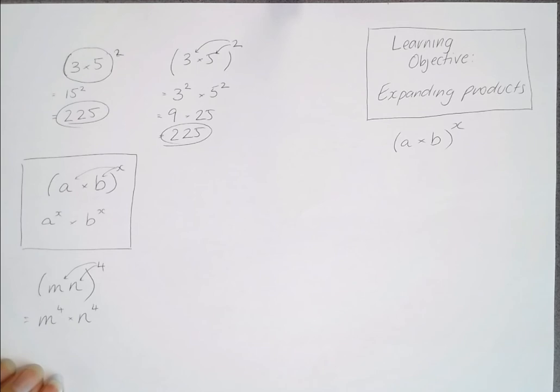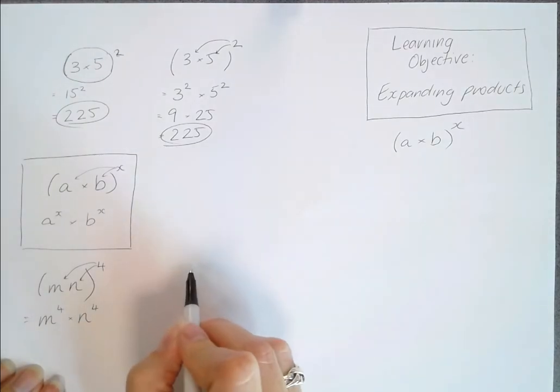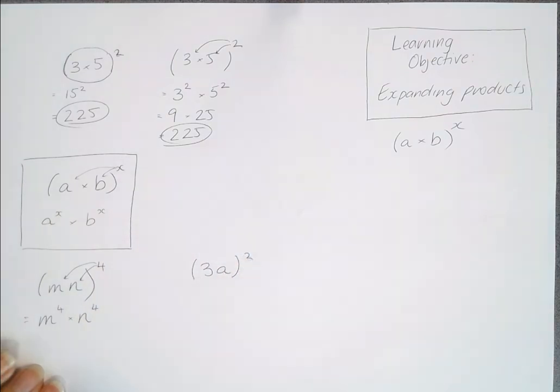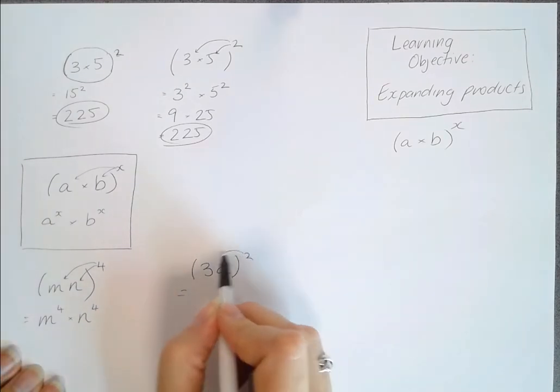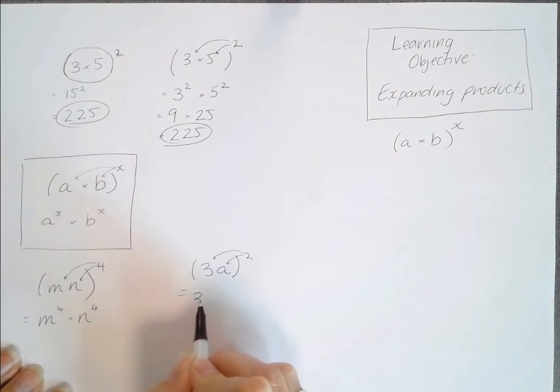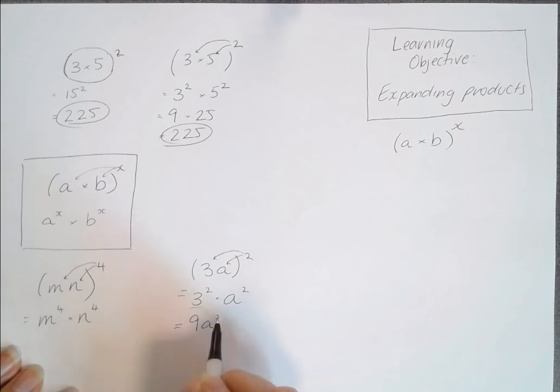Nice, simple one. This time, however, we are going to use numbers. So I'm going to say 3a all squared. And we have to apply this to the number and this to the letter. So we're going to end up with 3 squared times a squared. And we actually can do this one. We don't need to leave it as this. We can continue until we get one number. So 3 squared is 9, and then we have a squared left how it was. So we can get right down to that there.